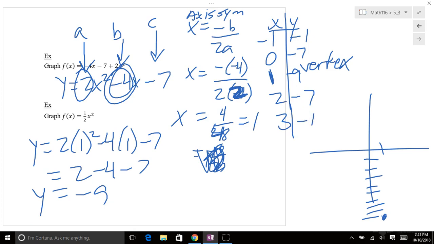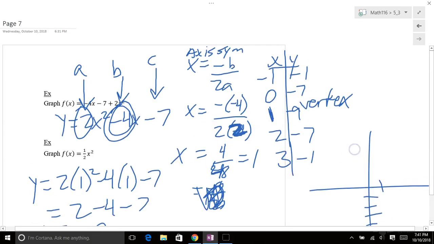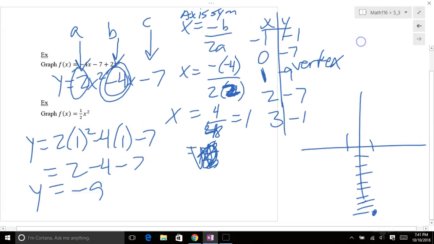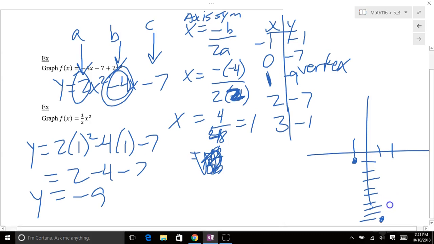You plot those points. So 0, negative 7 right there. We got negative 1, negative 1 right there. Plot the 2, negative 7, about right there. 3, negative 1. So here's all our points. Anyways, it's got some curvature. It should be a little more curved right there, not sharp. So it's U-shaped going through those points.